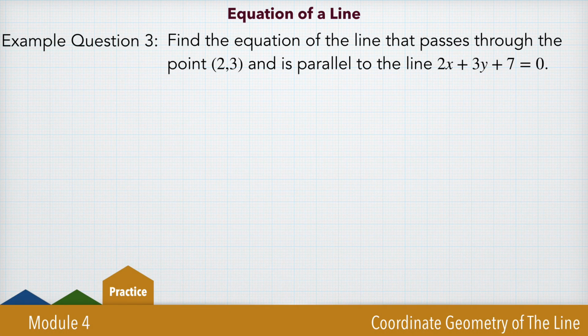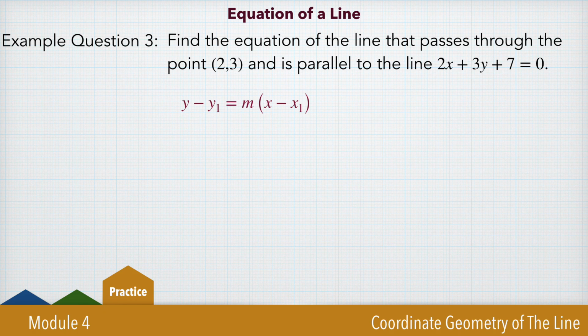In this question, we must find the equation of the line that passes through the point (2, 3) and is parallel to the line 2x plus 3y plus 7. There are two main methods for solving this equation. The first method we will practice here. We will find the equation using the formula y minus y1 equals m by (x minus x1). For this equation, we need a point on the line and the slope of the line.